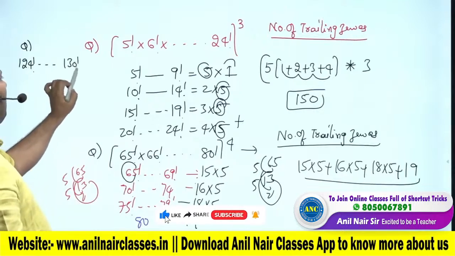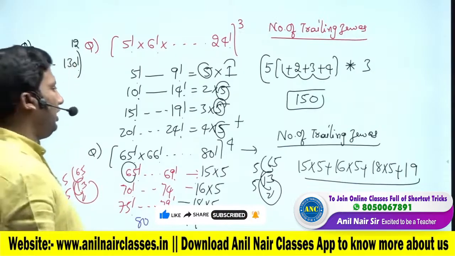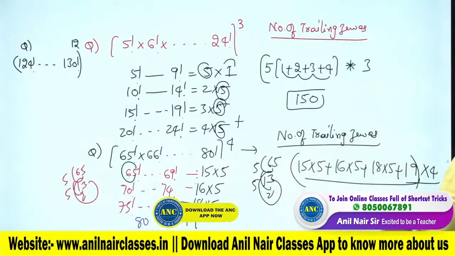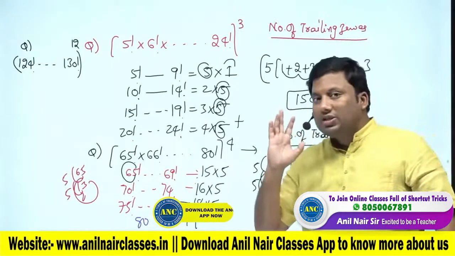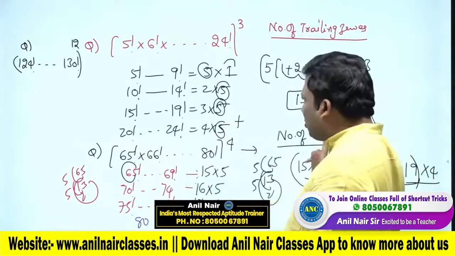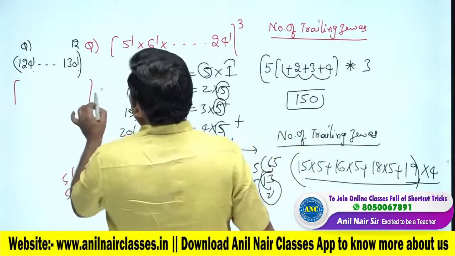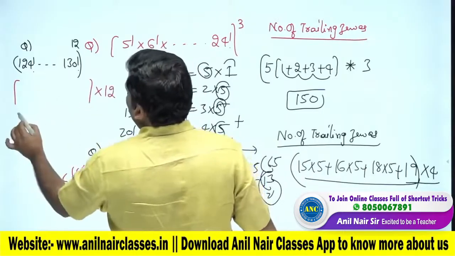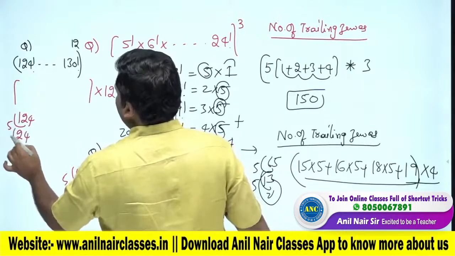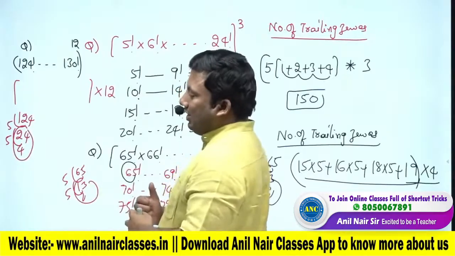Similarly, if the question is 124 factorial till 130 factorial, power 2. This one is power 4, so into 4. I hope you are understanding the logic. The idea is to reduce the number of steps. Anyway, the answer will be into 12. For 124 factorial, 5 24s and 5 4s, 24 plus 4 is 28.